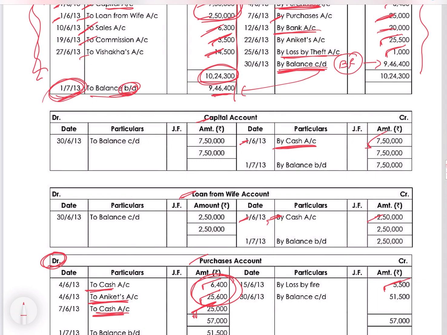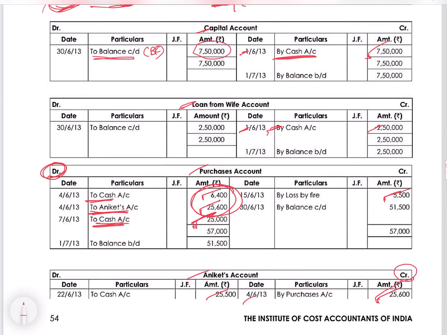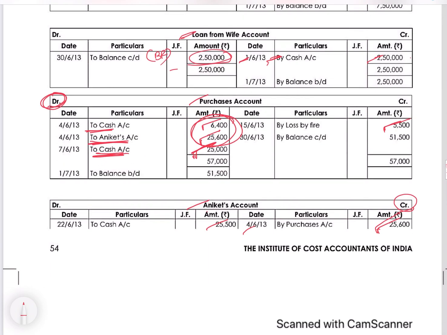Same way for capital. Credit side is heavier, so the balancing figure is on the debit side. To balance carried down, 7,50,000. Next ledger. Credit side is heavier, so balancing figure on debit side. Purchases. Debit side is heavier, so balancing figure on this side. You write and solve this, then only you will get the grip. So draw each ledger, post it from journal entries to get a grip of how to solve it in the exam.